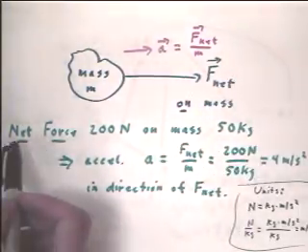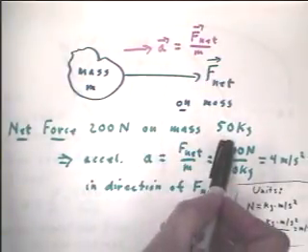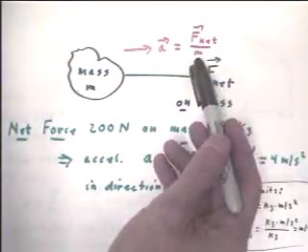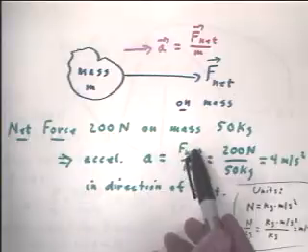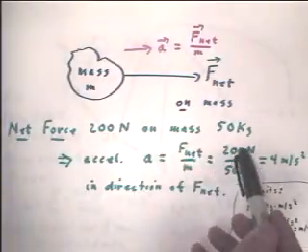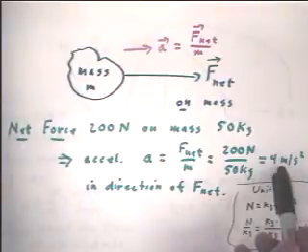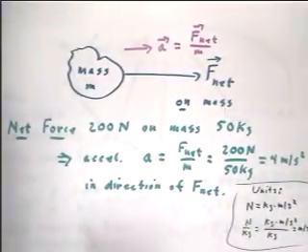Okay? So let's say we have a net force of 200 newtons on a mass of 50 kilograms. What can we conclude? Well, we easily conclude that the net force divided by the mass being equal to the acceleration, we have an acceleration a equal to net force divided by mass, 200 newtons divided by 50 kilograms, which comes out to be 4 meters per second squared in the direction of the net force.